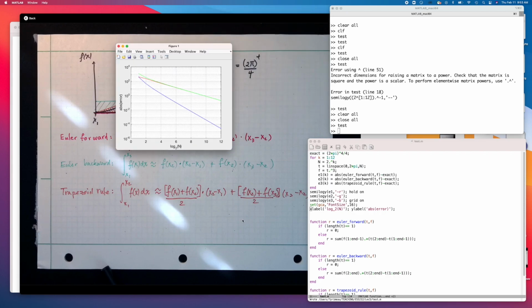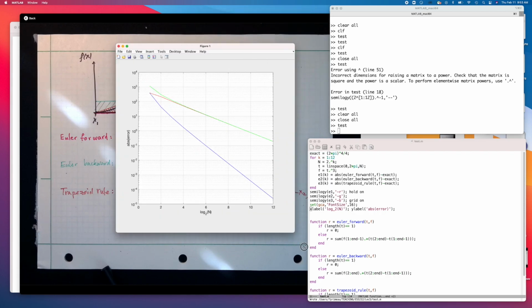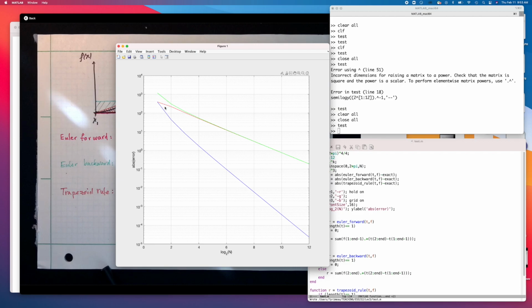Unusual. Okay, so you can see here the error as a function of the log of the number of points is decreasing linearly on this log graph for the trapezoid, the Euler forward, and the Euler backward. But you notice that the error is dropping much more dramatically for the trapezoid rule, which is the one in blue here. And in fact, this one is dropping quadratically while these ones are dropping linearly.